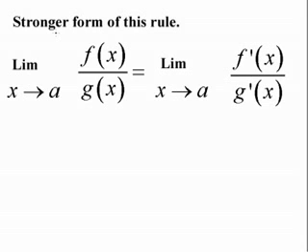This rule is stronger because it implies that we can continue to take derivatives sequentially until we arrive at a limit. So we can differentiate as many times as we wish until we reach a point where the nth derivative of f and the nth derivative of g give us a limit, and the nth derivative of g is not 0.